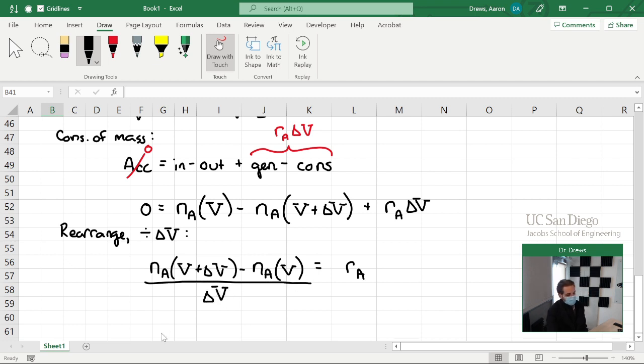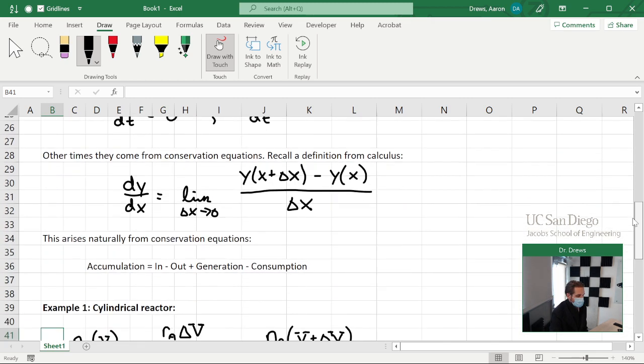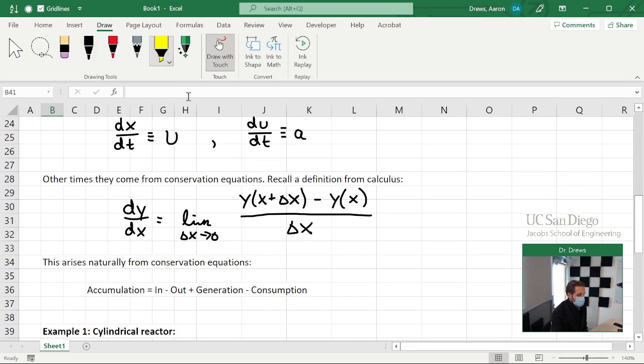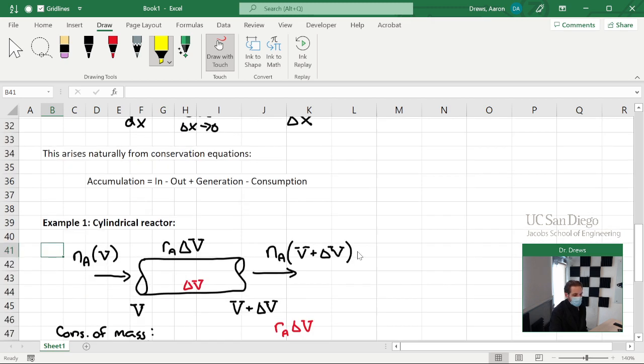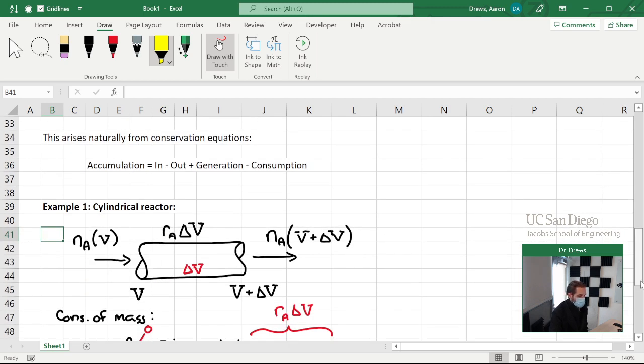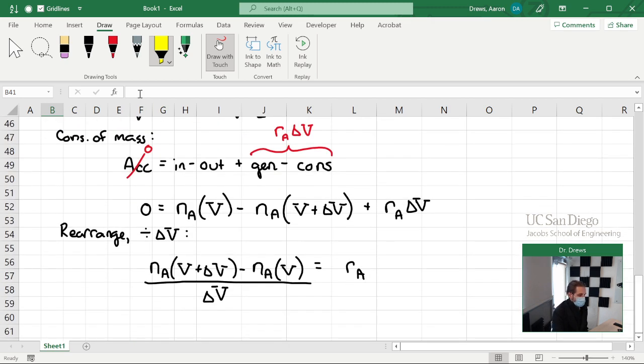And now you can see that's really close to that definition that we had from calculus, which is here. It looks like some value evaluated at a little bit more minus where it was a moment ago, divided by the amount of change that we have. That's exactly what we've got down here, and it just sort of arises naturally from balancing things as they go into and out of various volumes. And so now we would take the limit as delta V goes to 0.